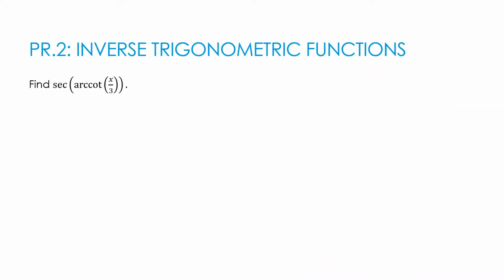So here's one for you to do on your own. This is a little bit different than the last one that we just did. Notice this is not an equation anymore. It's saying find the secant of the arc cotangent of x over 3. We're still going to use a right triangle to help us to do this. So do your best. Try this one on your own. When you're done, press play to see how you did.